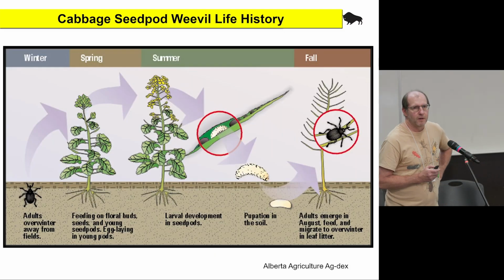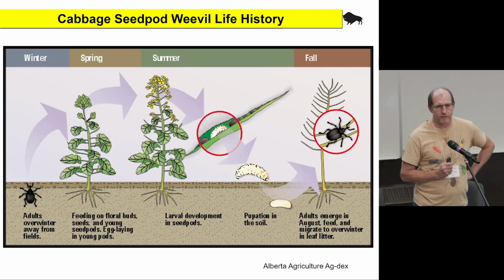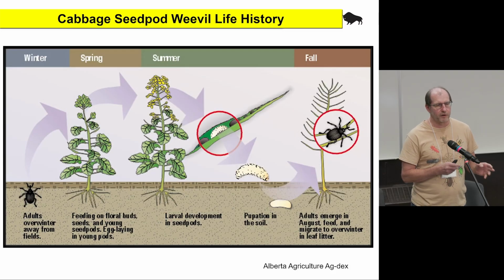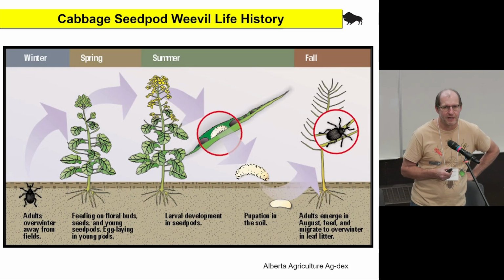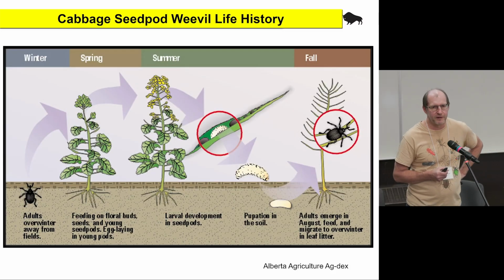So as far as their life cycle goes, right now cabbage seedpod weevils are all in the soil, resting nicely in their overwintering sites. They will start coming out usually in mid-spring, so May into June, you'll start to see them. They really, really like yellow, so they're often drawn to anything yellow, like canola flowers on the landscape. They lay their eggs right on the pods, which is why they're an issue.